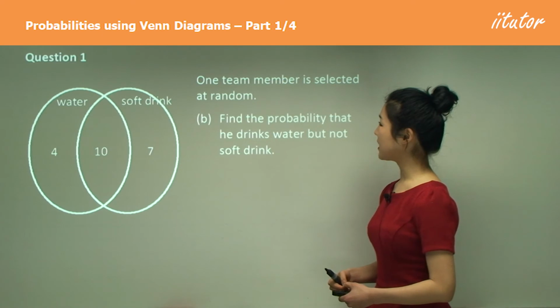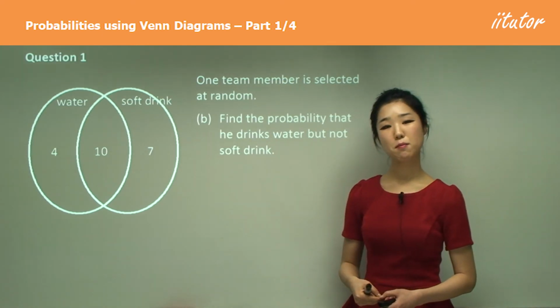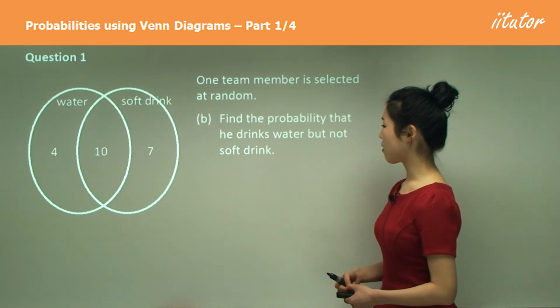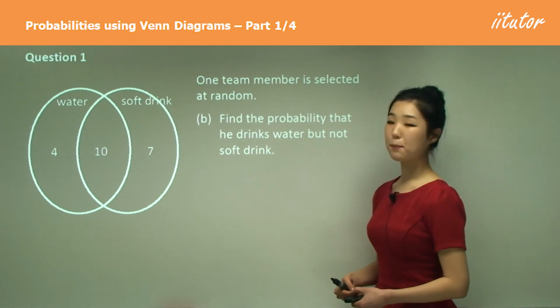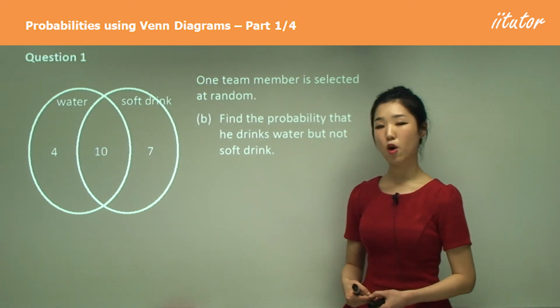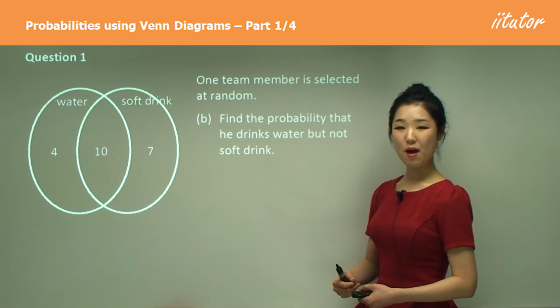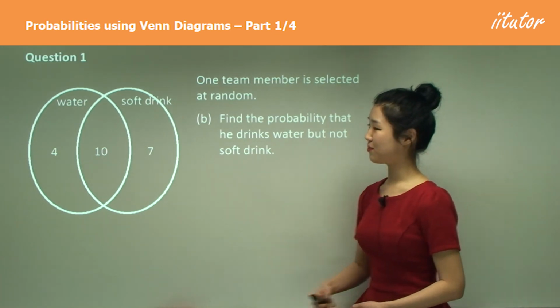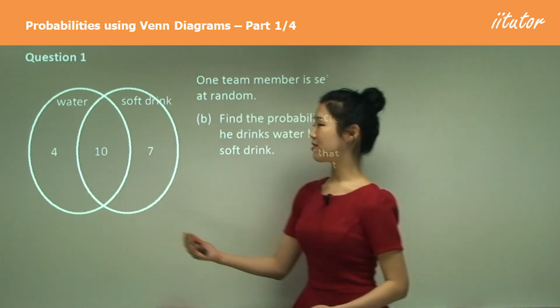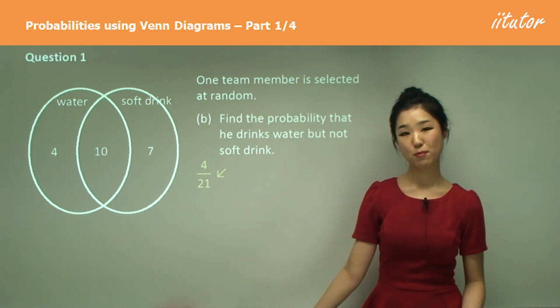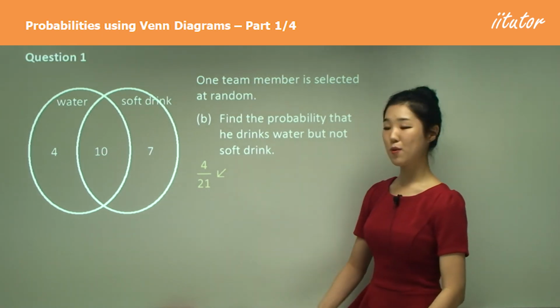It says one team member is selected at random. So we're going to pick one, and I want to find the probability that he drinks water but not soft drink. So this person only drinks water. How many people drink just water? You just have to look at this one. So it's simply going to be 4 out of the 21 players. So it's 4 out of 21, that's the probability.